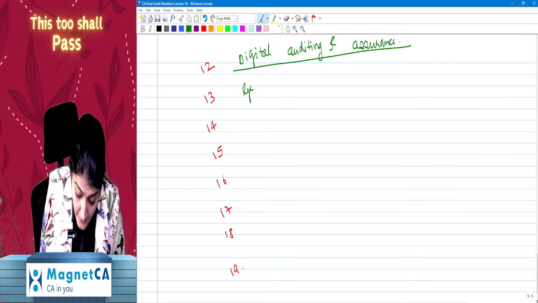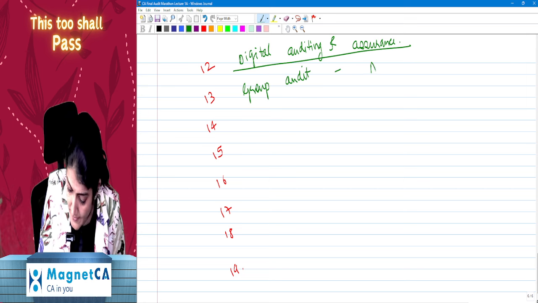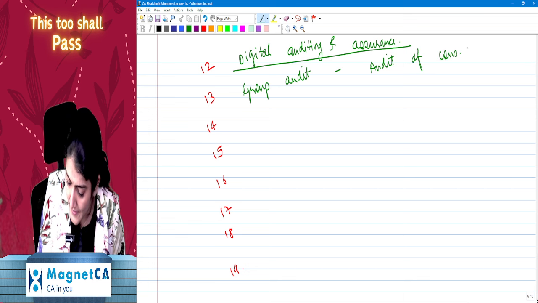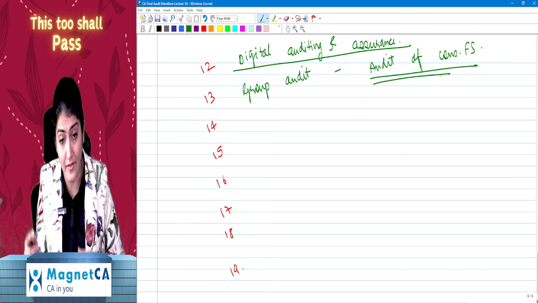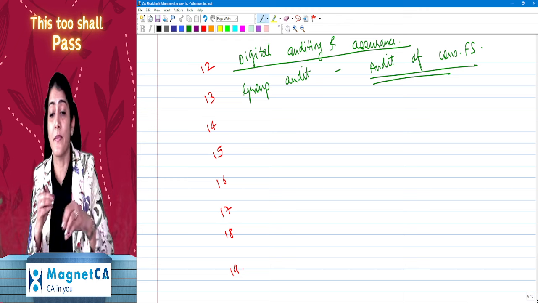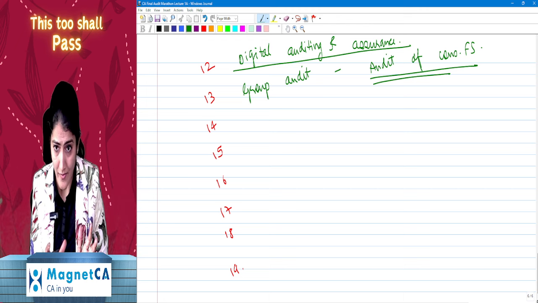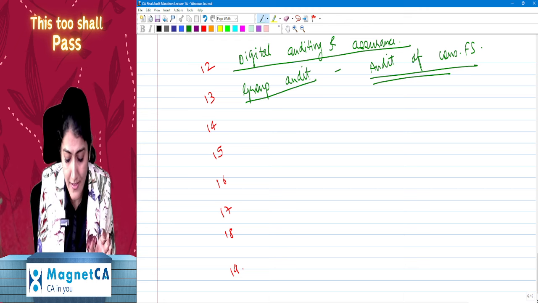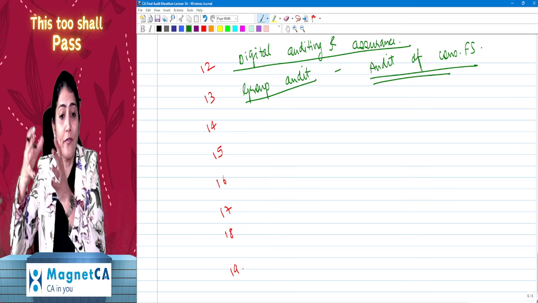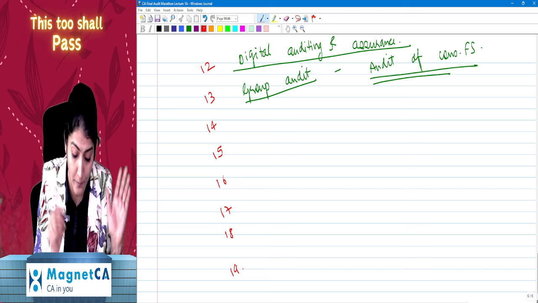Then 13 is regarding your group audit. In the old syllabus, the same chapter was there with the name of the audit of the consolidated financial statements. So now only the name of the chapter has been changed. Content wise, it is absolutely the same. It's like old wine, new bottle. Exactly the same content, but instead of calling it the audit of the consolidated financial statements, now it is referred to as the group audit.